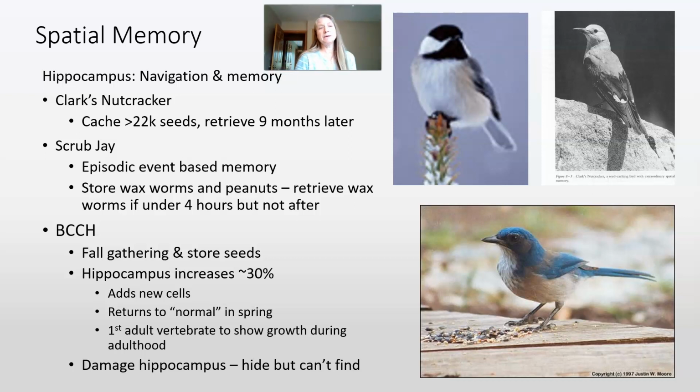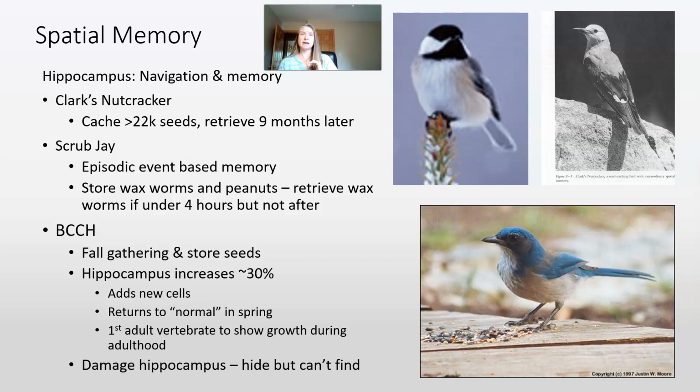With the hippocampus, it's very plastic. So usually when we think about brains, we think that there isn't plasticity as much. Once you lose cells, they're gone. However, there's variation in the size of the hippocampus in some birds, like the black-capped chickadee.